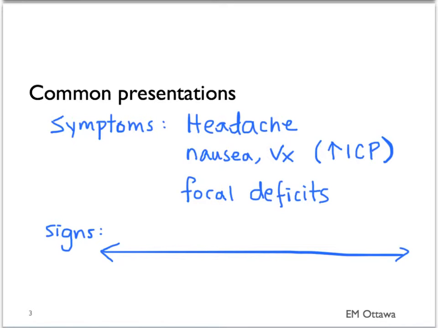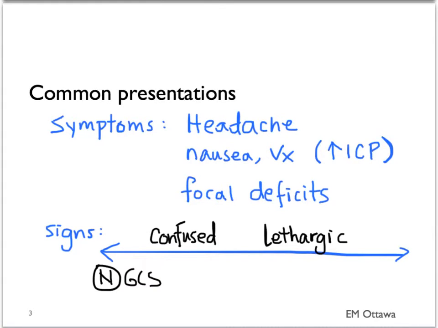There is a range of presentation. The patient can be completely neurologically normal, with a normal GCS, to being slightly confused, lethargic, or unresponsive. They can also present with seizure activities.